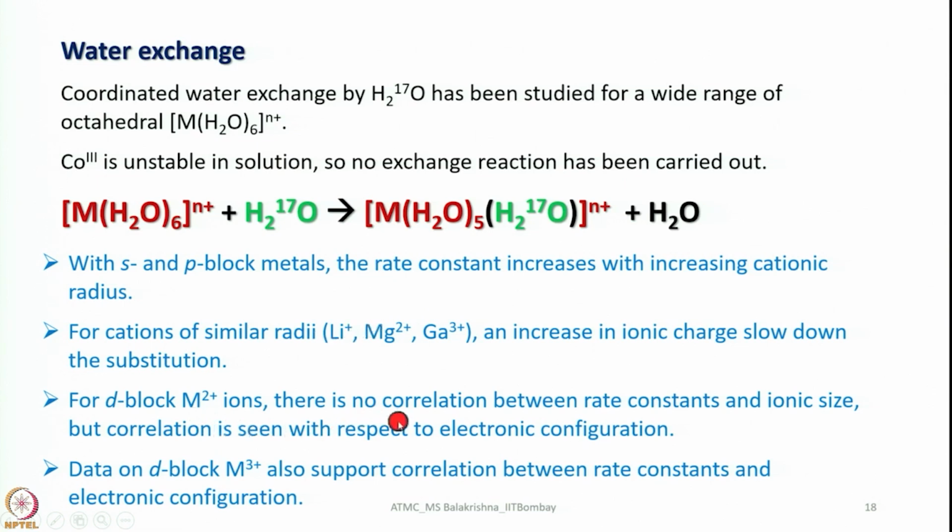As a result, one can make an attempt to correlate the electronic configuration of the metal with the rate of water exchange. The data available about d block tricationic species, or M3 plus, also support a correlation between rate constant and electronic configuration. So, whether you take dicationic M2 plus ions or tricationic M3 plus ions, you can always attempt to correlate the rate constant with the electronic configuration of that particular metal.